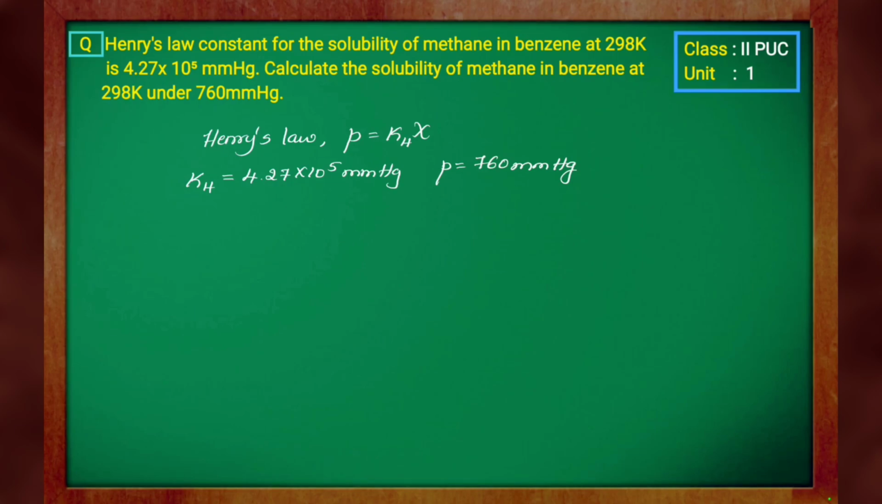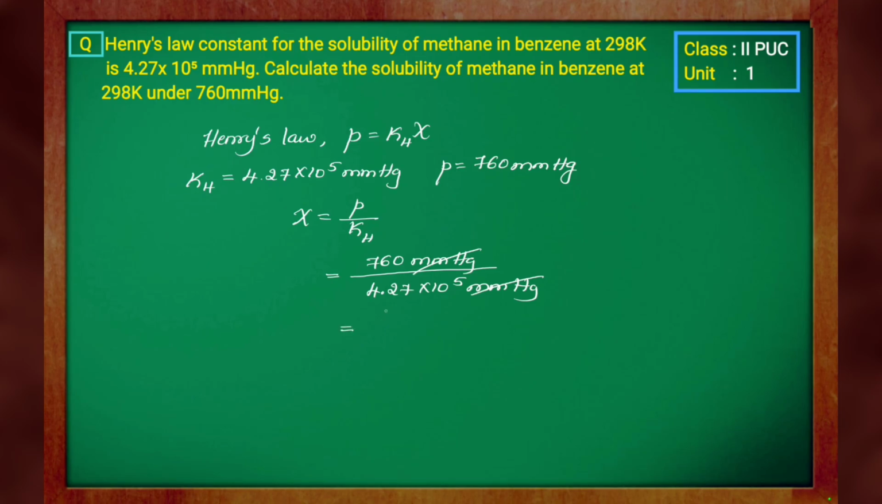So rearranging the mathematical expression for Henry's law, I can write χ = P / Kh. Substituting the values, P is 760 mmHg, and Henry's law constant is 4.27 × 10^5 mmHg.